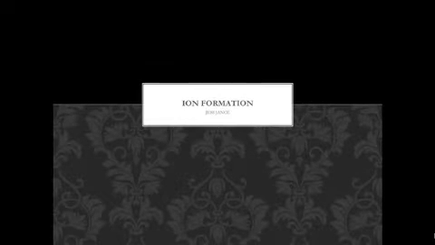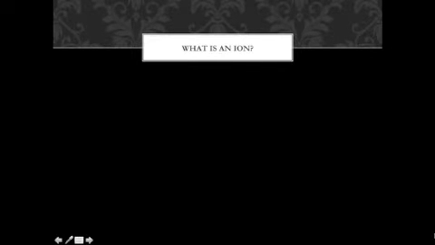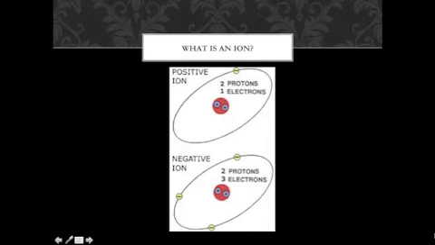Ion formation. What is an ion? An ion is an atom or molecule that has gained or lost an electron. When an atom becomes an ion, it acquires a charge. This charge may be either positive or negative.